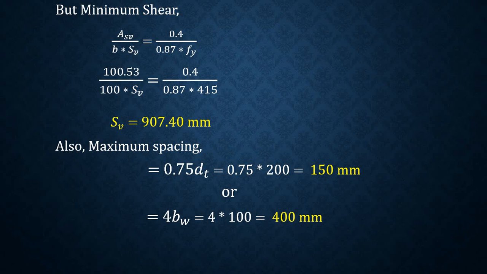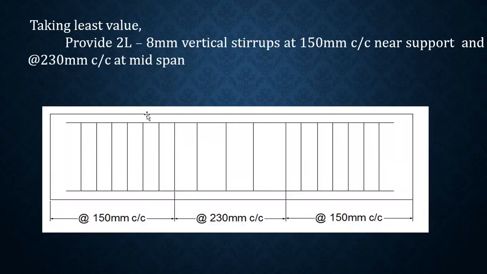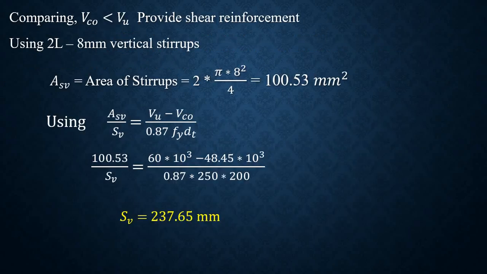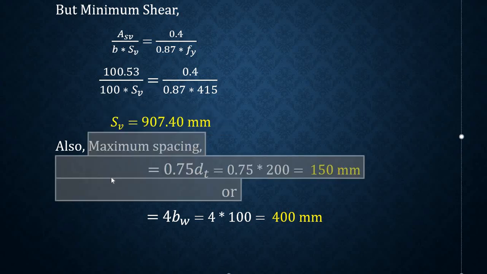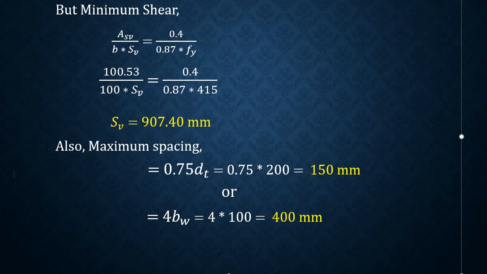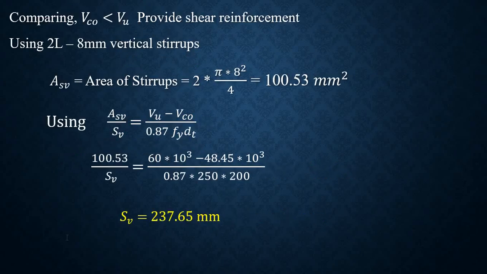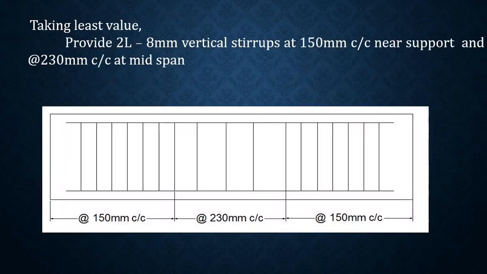So let's see the conclusion. The conclusion is taking the least value. Don't get confused. We have considered two least values here. The values were around 237, 900, 150, 400. If we want the two minimum values, the first value will be 150 and the second value will be 237. So we will go according to that.